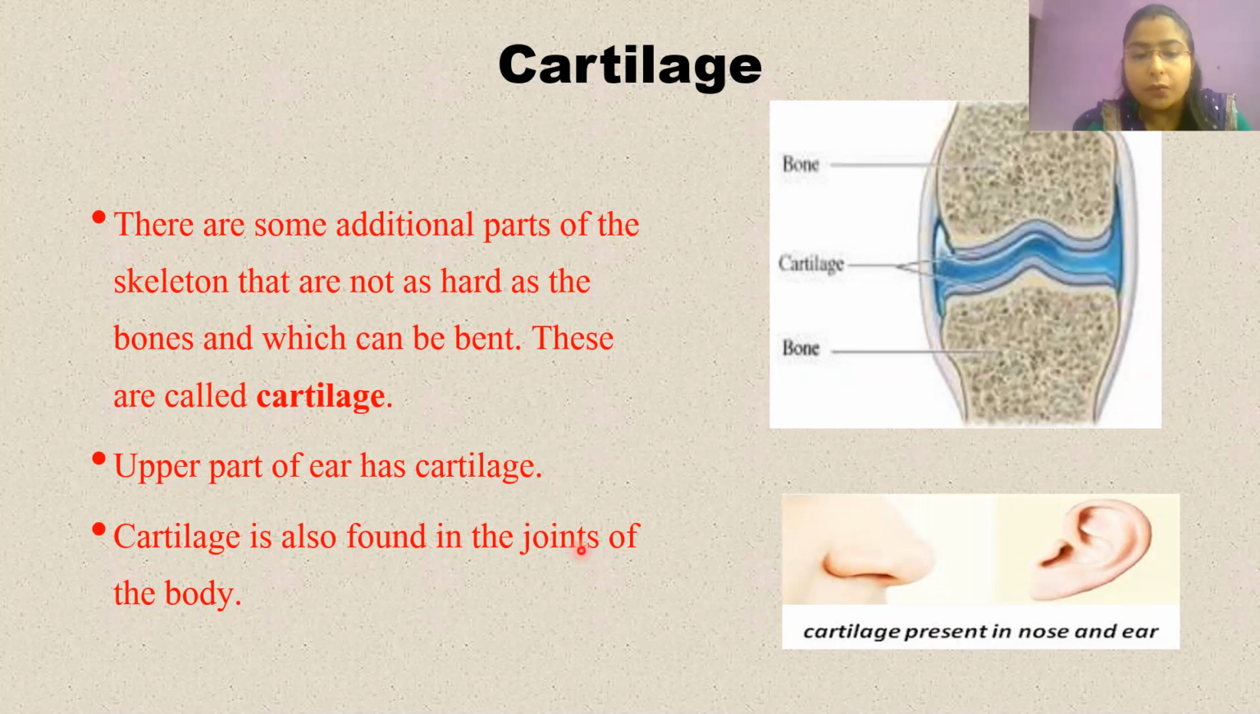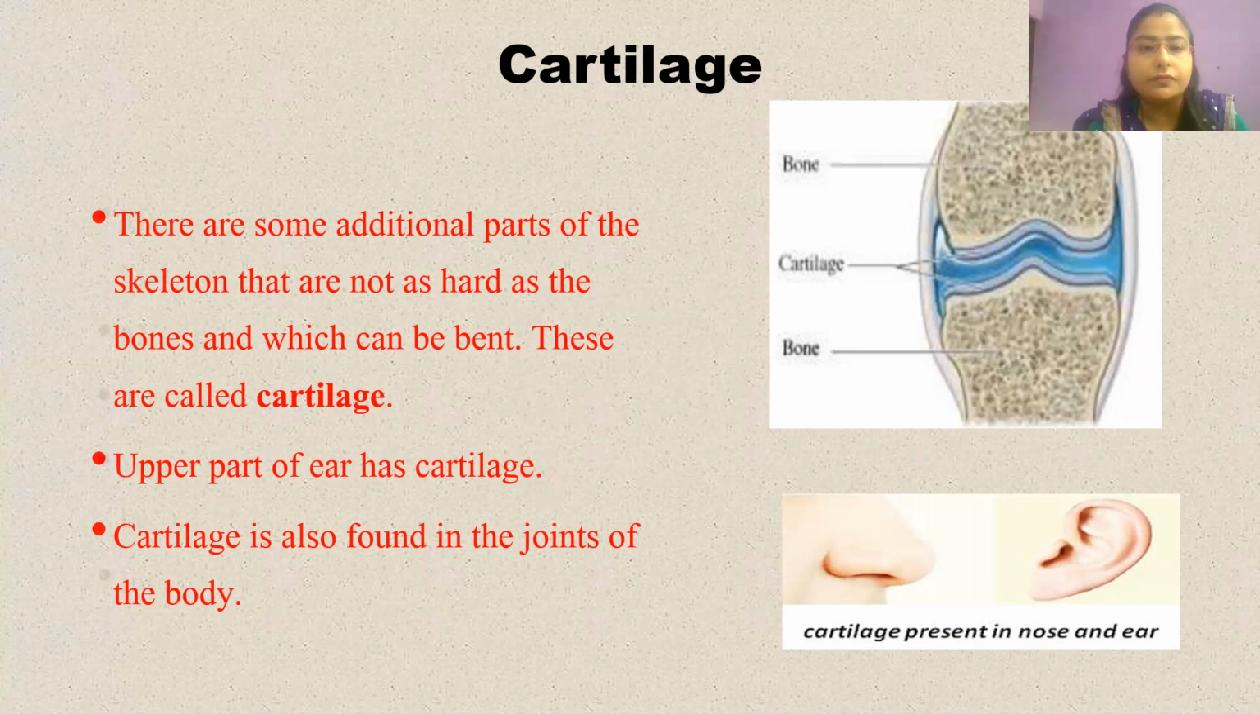Cartilage is also found in the joints of the body. You can see these are two bones and in between them there is a cartilage. You see in our ear there is a cartilage, in our nose there is a cartilage. So the soft part which can be easily bent, that part is known as cartilage.